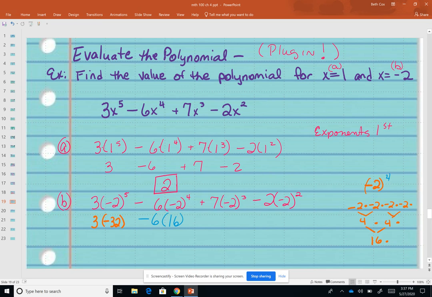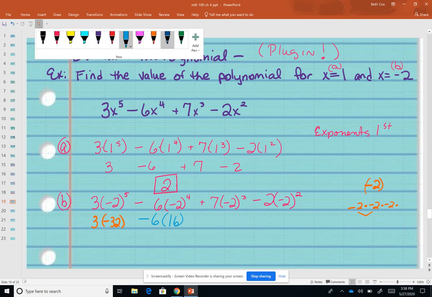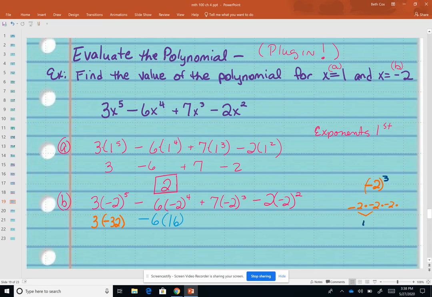And then negative 2 to the 3rd. We're going to cheat again. So we erase off another one. That's going to mess some more stuff up, so let's take off another one. So that's 4 times negative 2, which is negative 8. So that's negative 8 times 7. And then negative 2 to the 2nd is just going to be 4.